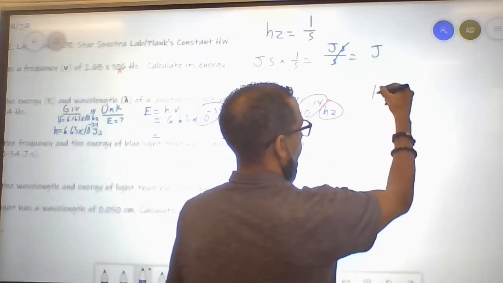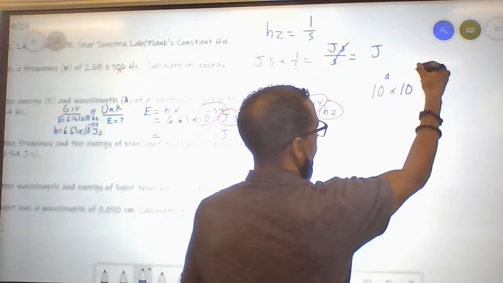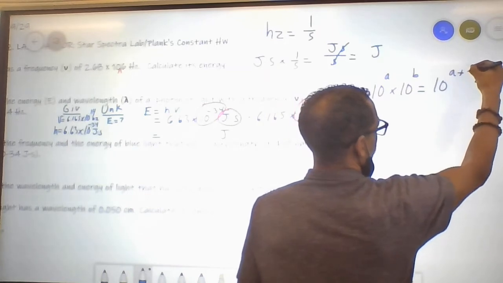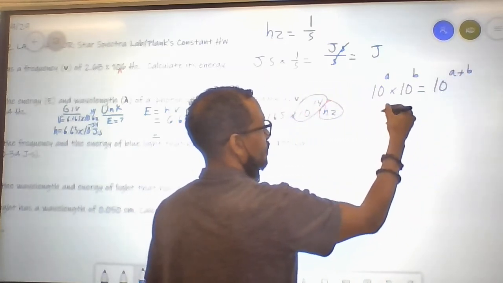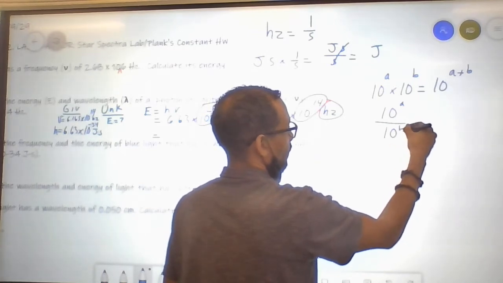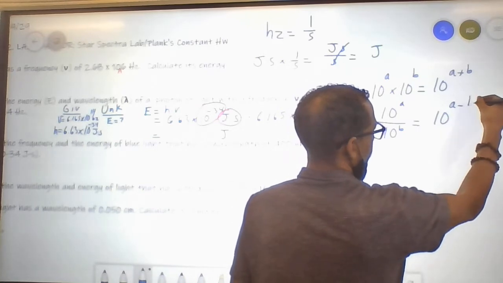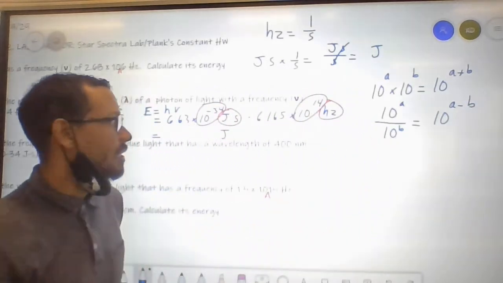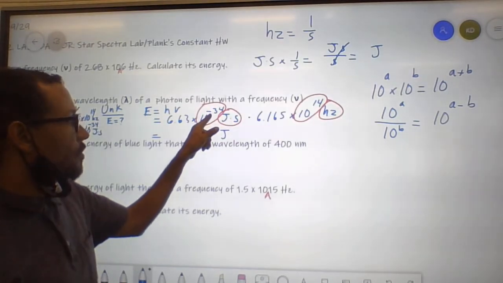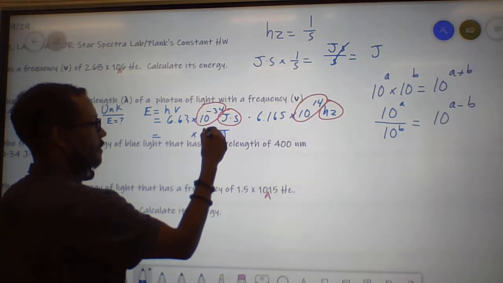I know we have 10 to the A times 10 to the B, and that's just equal to 10 to the A plus B. So I can just add exponents with a like base. Also, if we have a like base and we're dividing, we can subtract exponents. That simplifies my math and what I have to put in the calculator. So I'm looking at these. This will be negative 34 plus 14, so that'll be times 10 to the 20th.